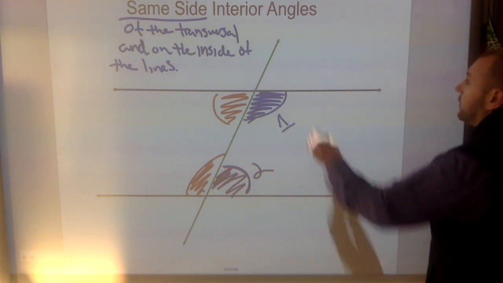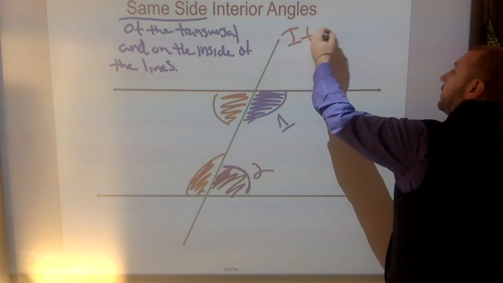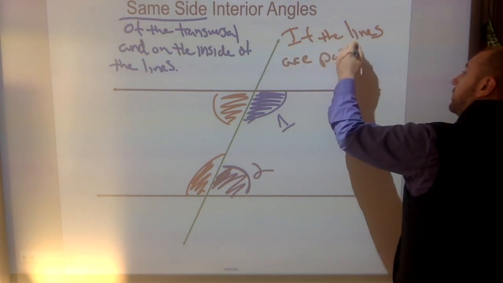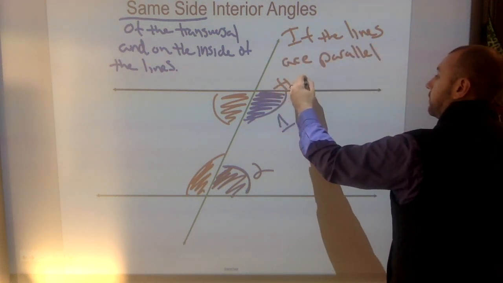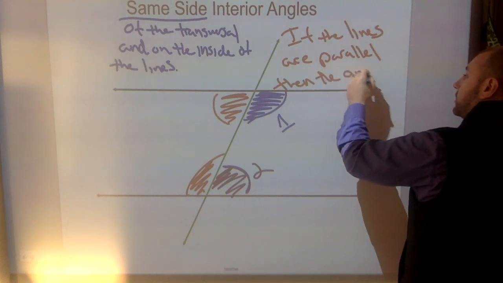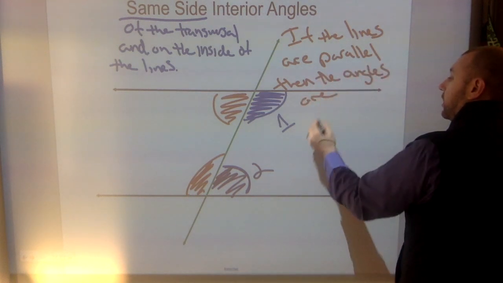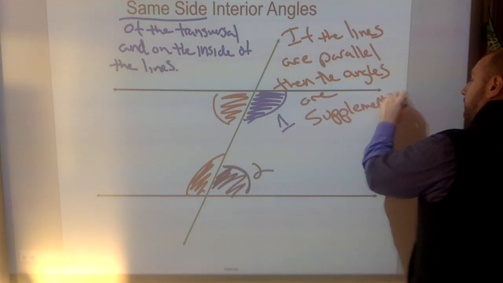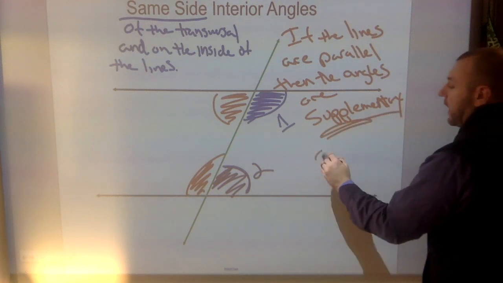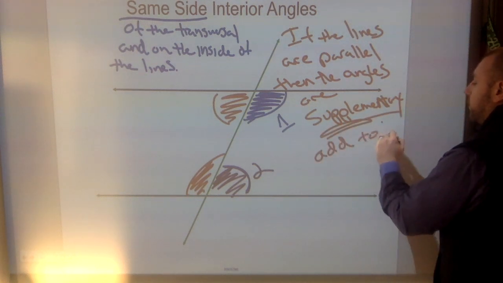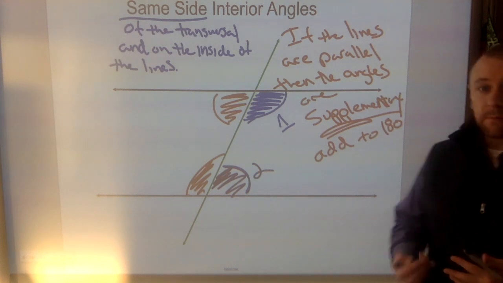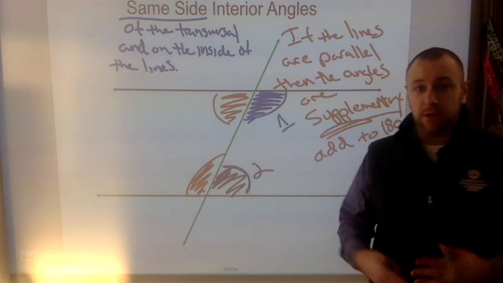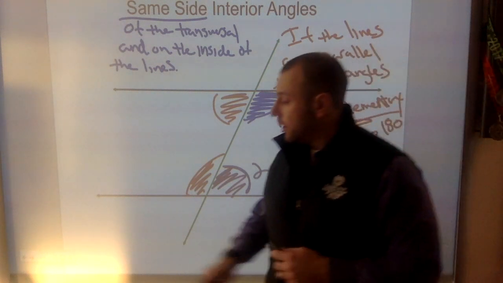Those are same side interior angles. If the lines are parallel, then the angles are supplementary. Supplementary means add to 180. So it's going to be very important that we know this because we're going to be using some algebra later to solve these.